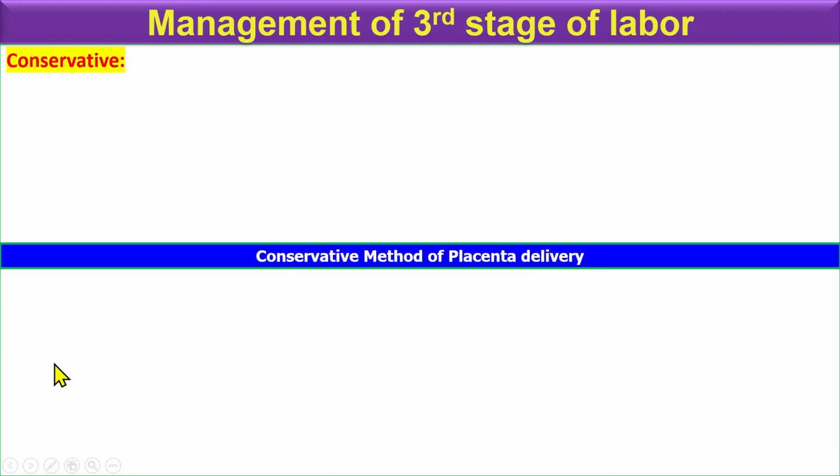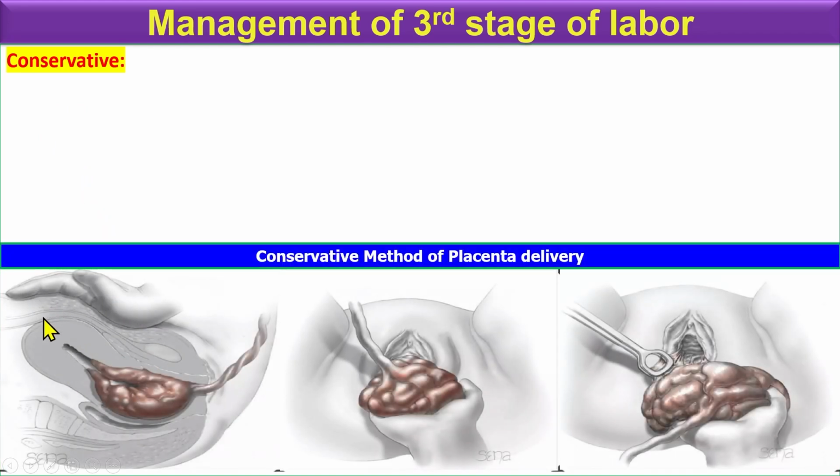In the conservative method, we just put our hand over the fundus, okay, and wait. We are not applying pressure here. Our hand is just here, okay, and we wait for the signs of separation. So what are the signs of separation?